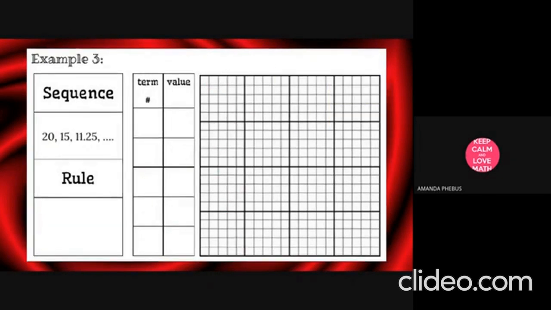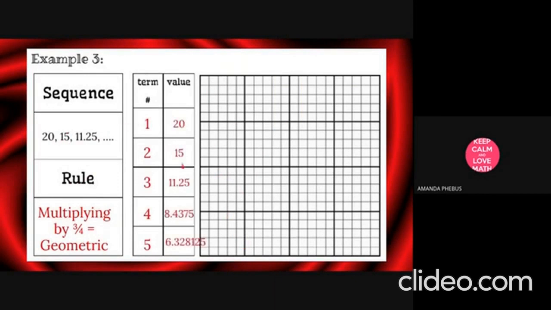Example 3, 20, 15, 11.25. This one might be a little bit tougher to figure out the rule. So again, we know that we're probably multiplying or dividing here. So we can take the second number and divide it by the first number. 15 divided by 20 reduces to 3/4. So we're multiplying by 3/4. So if I continue that pattern, I'm going to have 2 more numbers. Now, here we can round. I'm all right with that, but definitely give me a couple decimal places. And so here's the graph there.